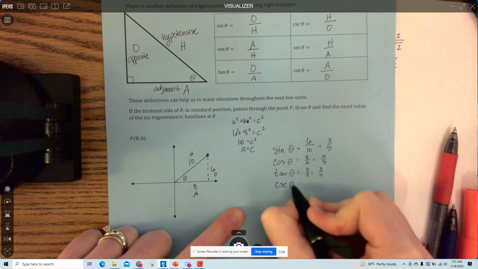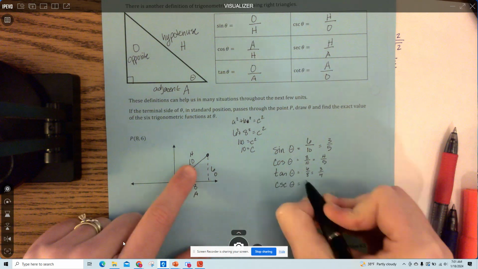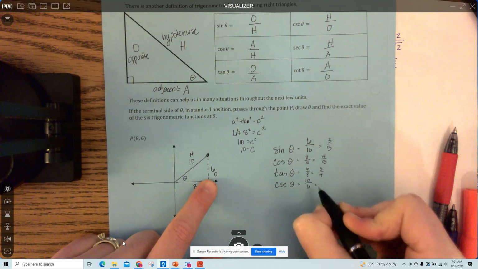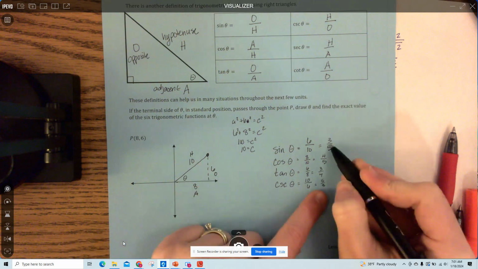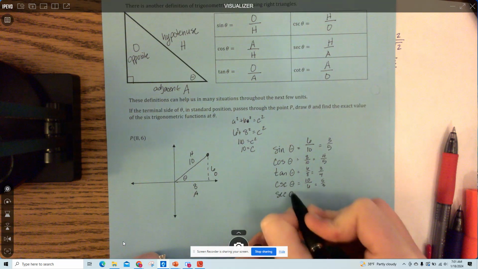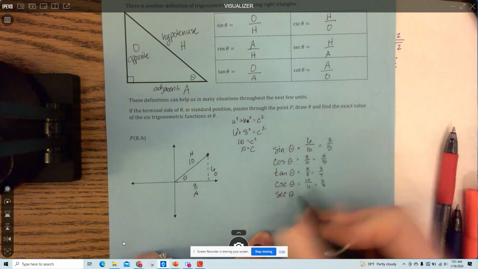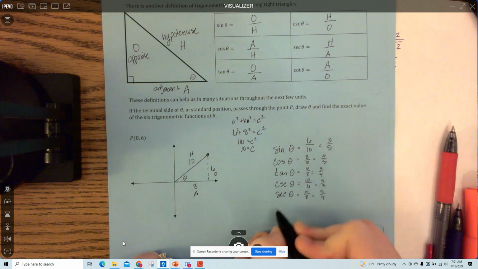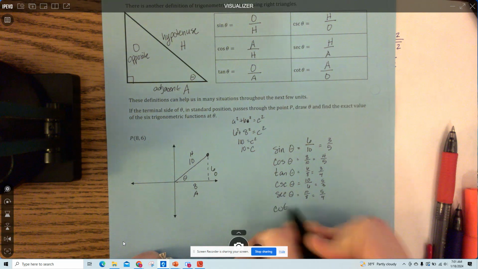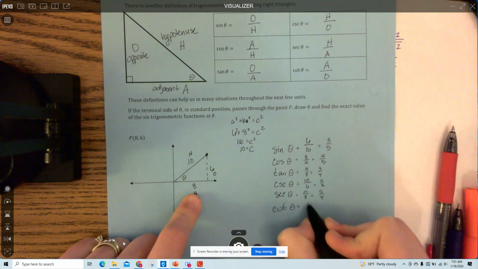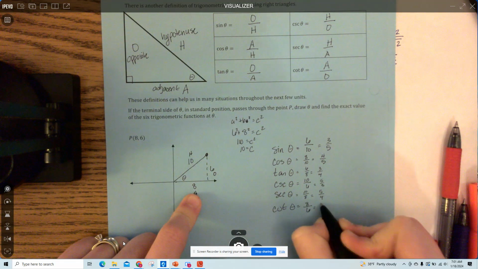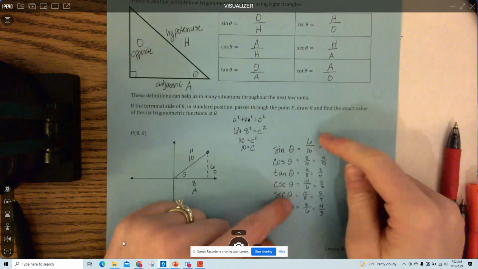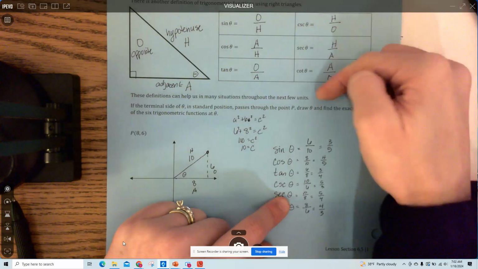Cosecant is hypotenuse over opposite, and so it flips. You see how these flip? Secant is hypotenuse over adjacent, which is the opposite of the cosine. Again, they just flip. Sorry, I'm starting to write really small there. And then cotangent of the angle, adjacent over opposite, would be 4 over 3. Again, there are reciprocal relationships between this set and this set.